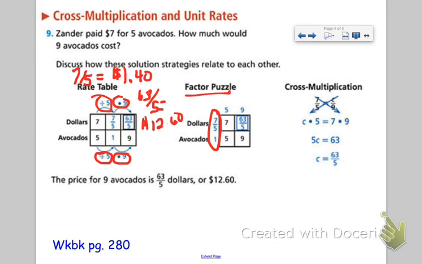Now, my favorite strategy, like I said, is the cross multiplication. I love the cross multiplication. I think you will like it too. First, you cross multiply. So here we have the C times the 5. Here we have the 7 times the 9. Obviously, C times 5 is 5C, and 7 times 9 is 63. And then all you have to do is solve it. You have to take your 63 and divide it by 5, giving you 63/5, or again, 63/5 is the same as $12.60 if you actually do the division.